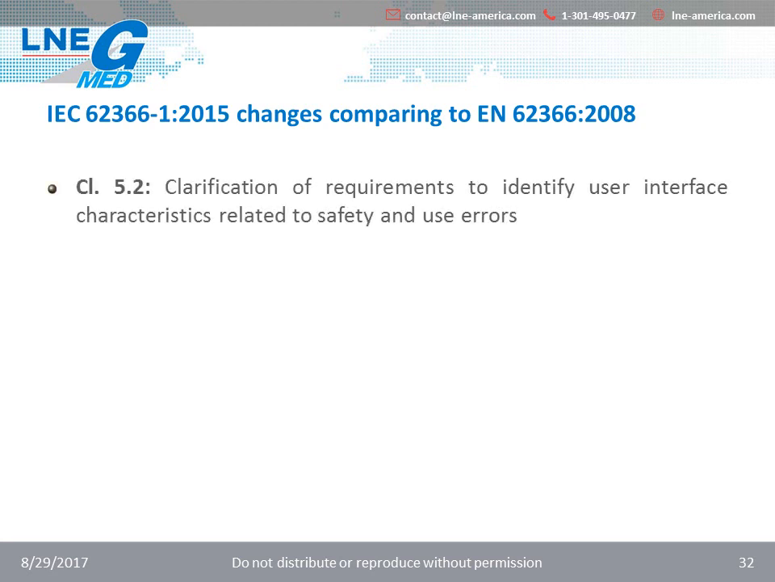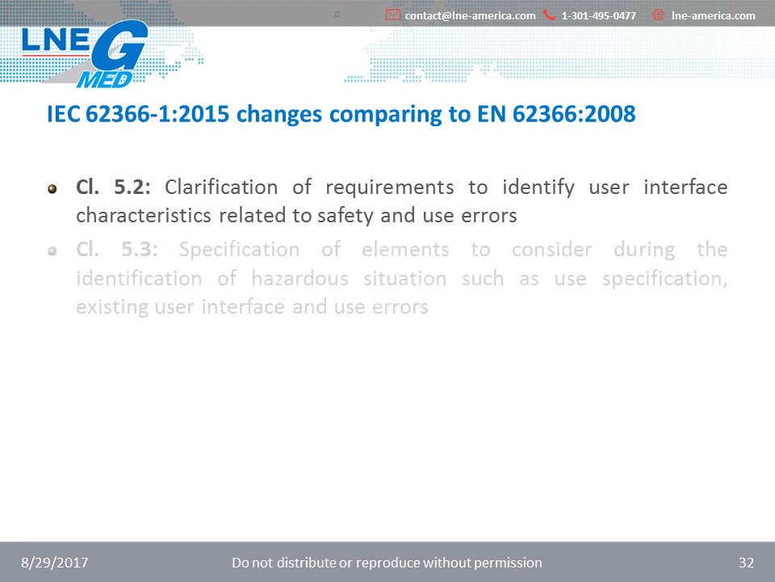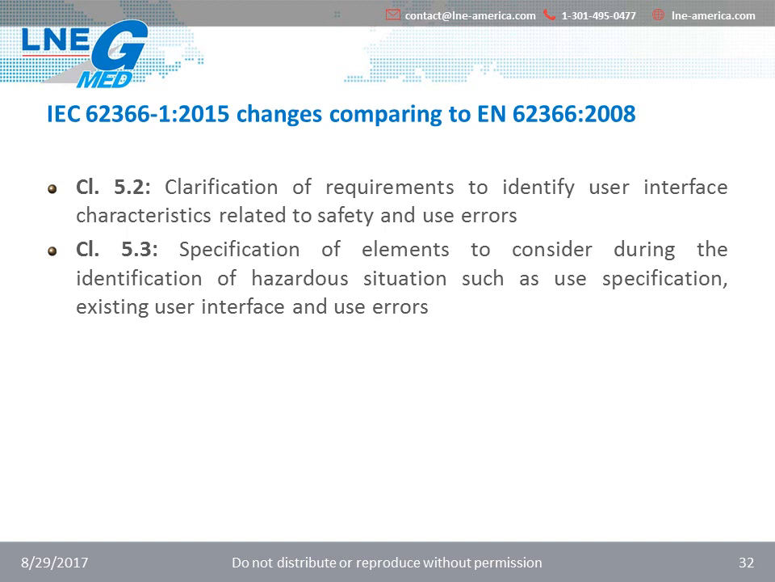Clause 5.2 clarifies some requirements to identify user interface characteristics related to safety and use errors. Changes to Clause 5.3 are about the specification of elements to consider during the identification of hazards and hazardous situations, such as use specification including user profile, information on hazards and hazardous situations known for existing user interfaces of medical devices of a similar type, and identified use errors.